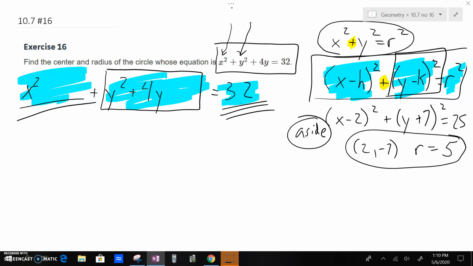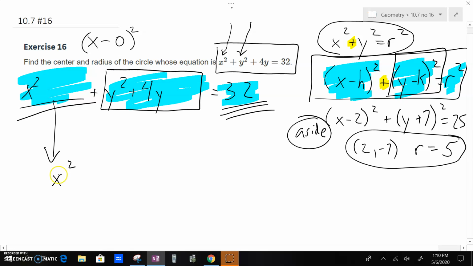This one actually, I don't know if it makes it easier or harder, but you don't need to do anything with the x because there's no other x term. We can just leave it as x squared. Technically, it's x minus 0 quantity squared, meaning the x part of the center is at 0. But typically, you just leave it as x squared. And then what we need to do is come up with some number that's going to sit right here, a plus some number that's going to allow me to create a perfect square.